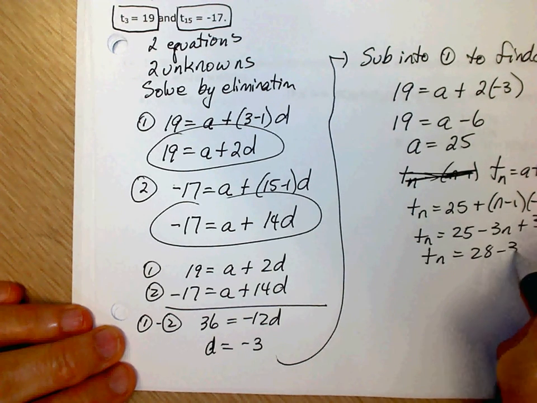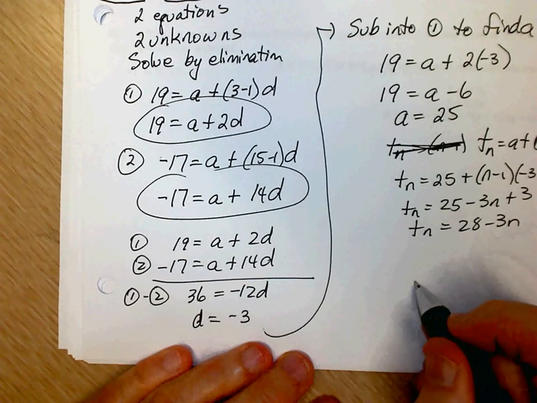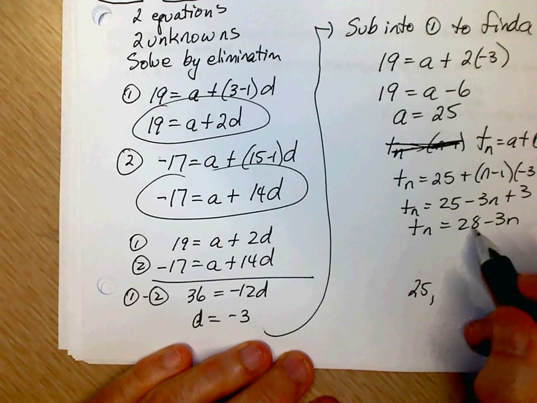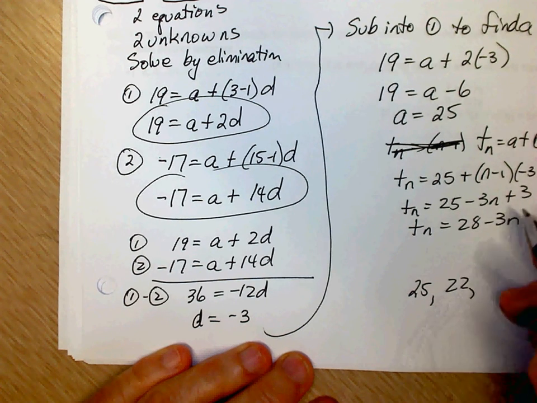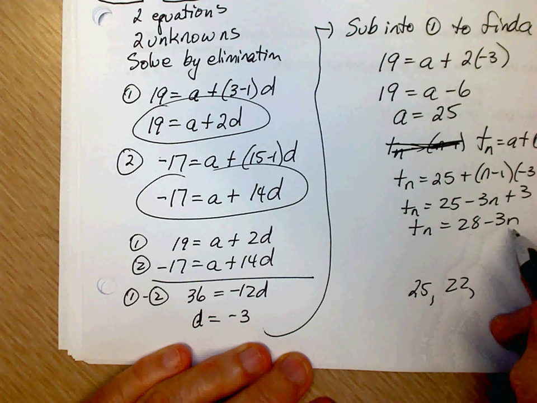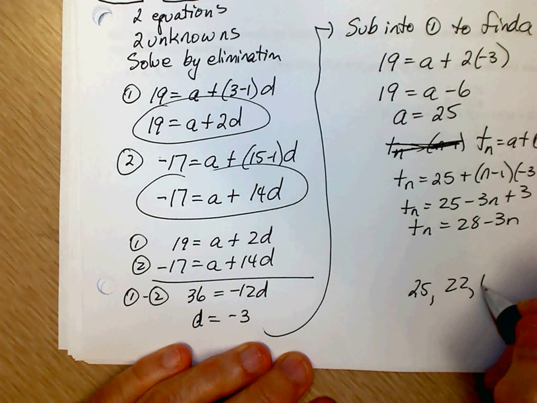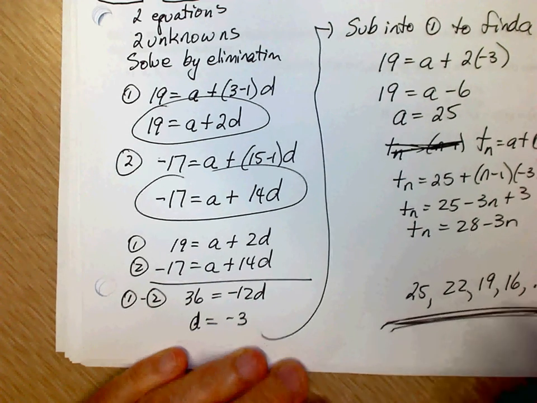So now we can get our T1. T1 is going to be 25. T2 is going to be 22. T3 is going to be, let's see, 28 minus 9 is 19. And T4 is 28 minus 12 is going to be 16. Dot, dot, dot. There is our sequence. That is our arithmetic sequence.